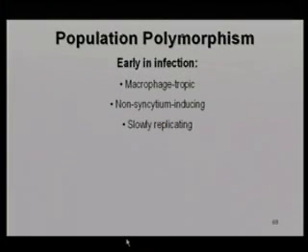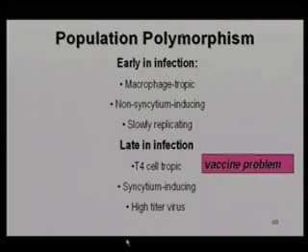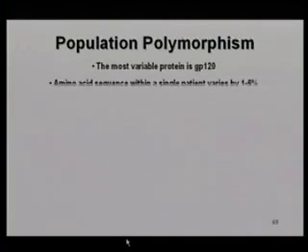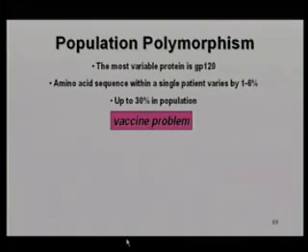So I've more or less said this. Early infection: macrophage tropic, non-syncytium, slowly replicating. Late infection: T4 tropic, syncytium-inducing and high virus titers. The most variable protein is GP120. An enormous number of mutations arise.